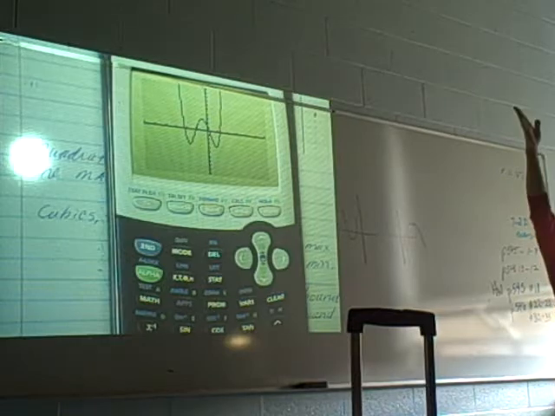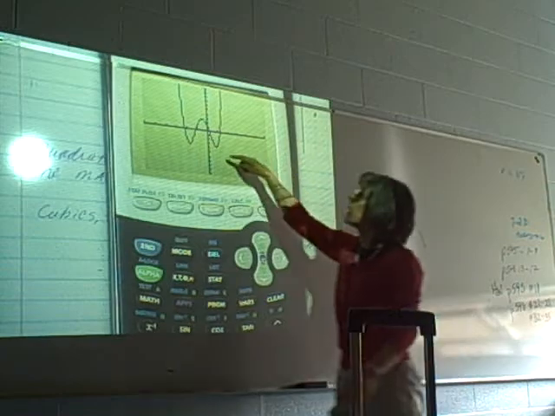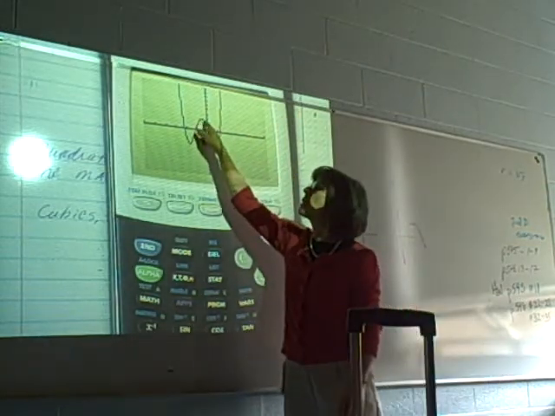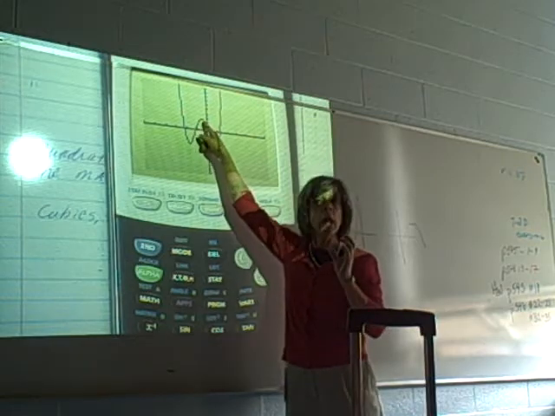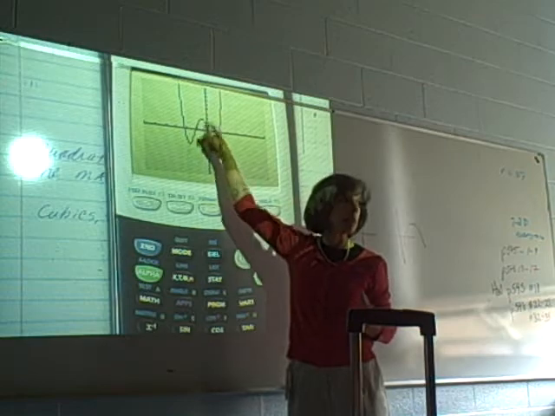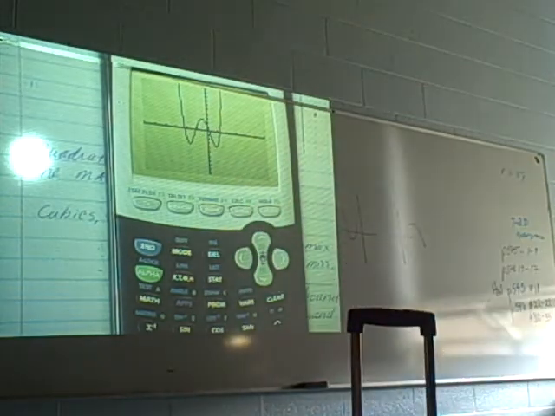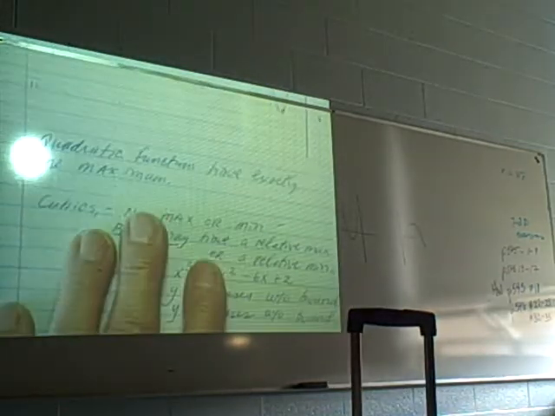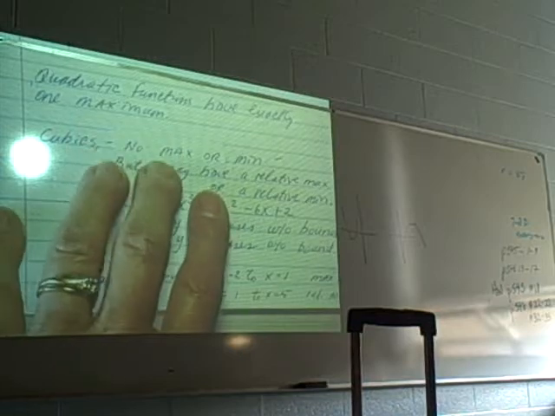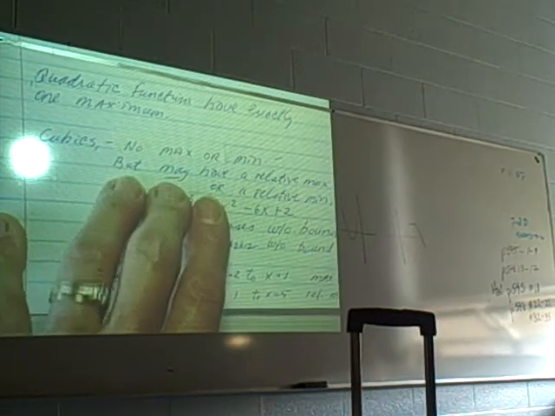Those lines are going up, up, up. We don't know where they are going. So it appears there could be, and here's another vocab word, a relative max. It's relative, but it's not the absolute, meaning the final max. Quadratic functions have exactly one max or minimum, but cubics have no max or minimum.